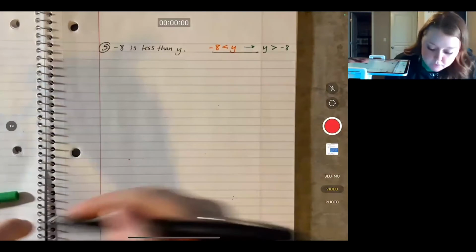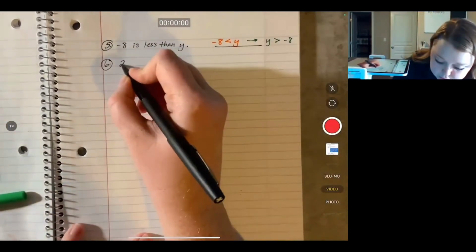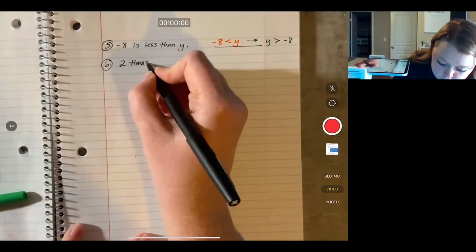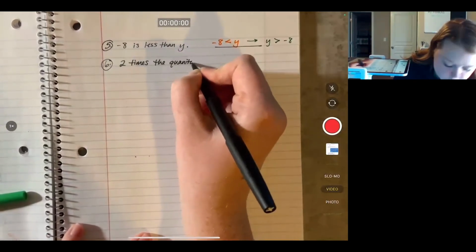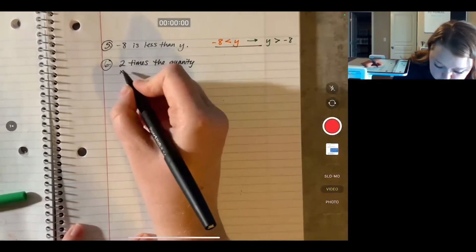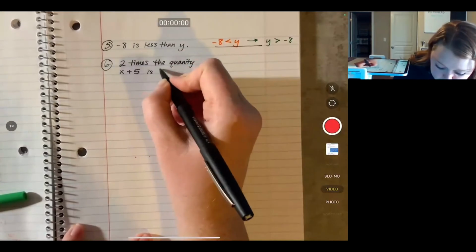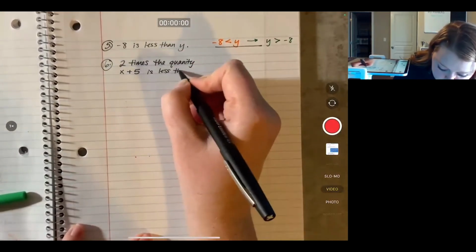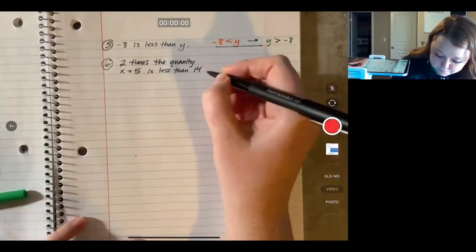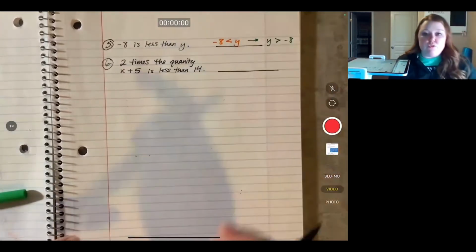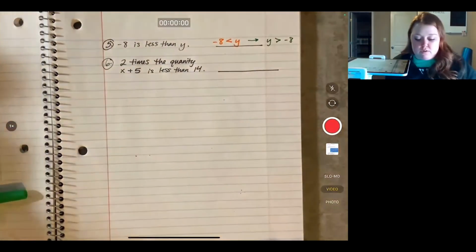Okay, number 6. 2 times the quantity x plus 5 is less than 14. 2 times the quantity x plus 5 is less than 14.